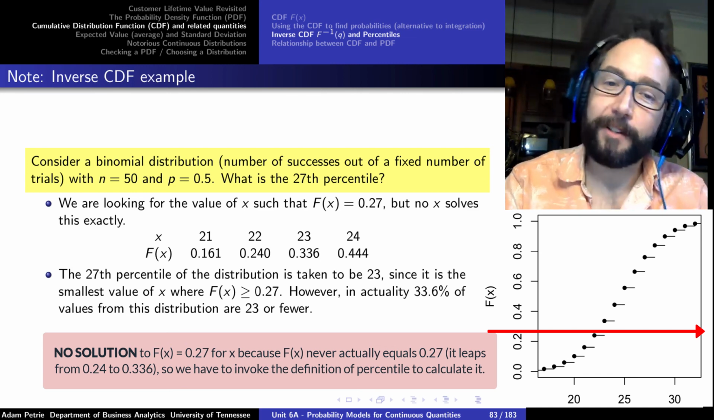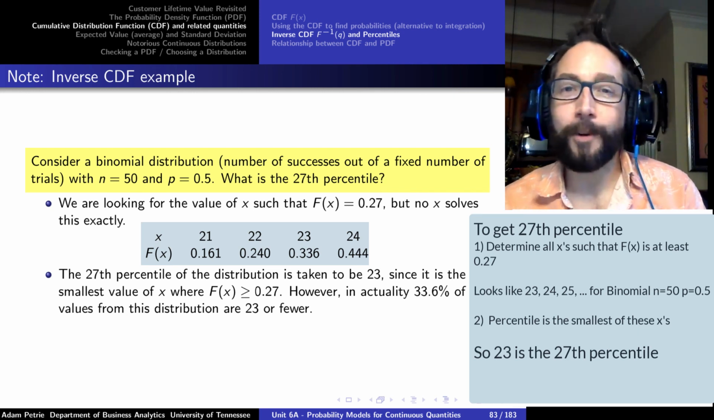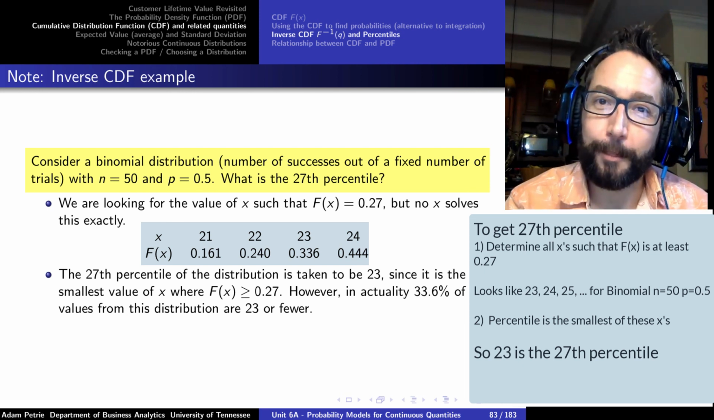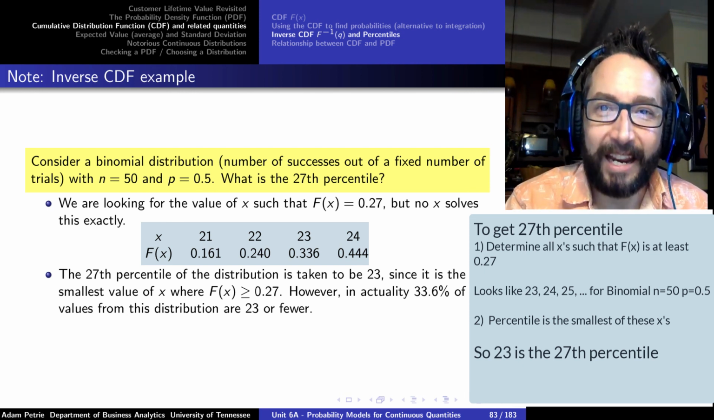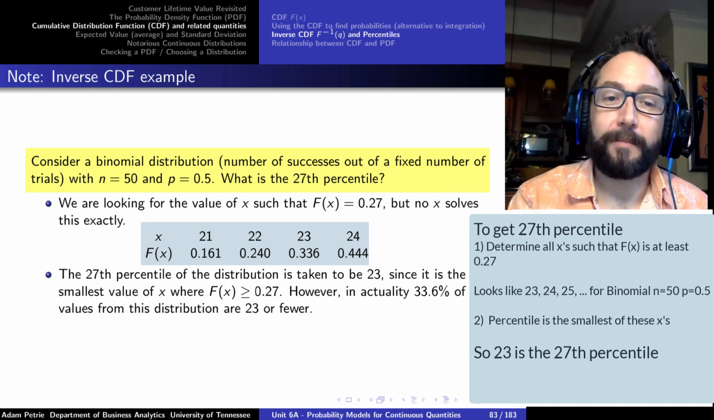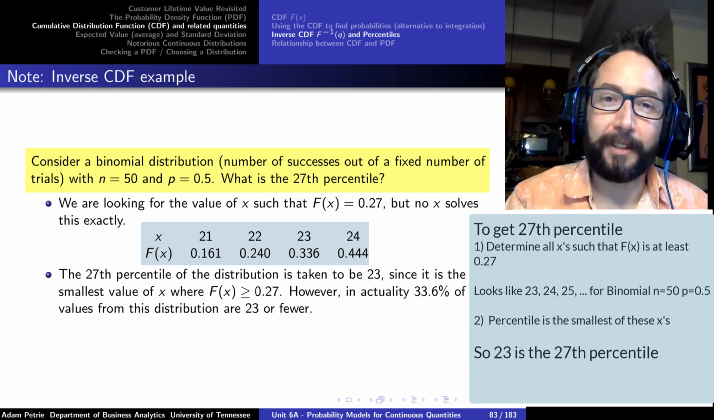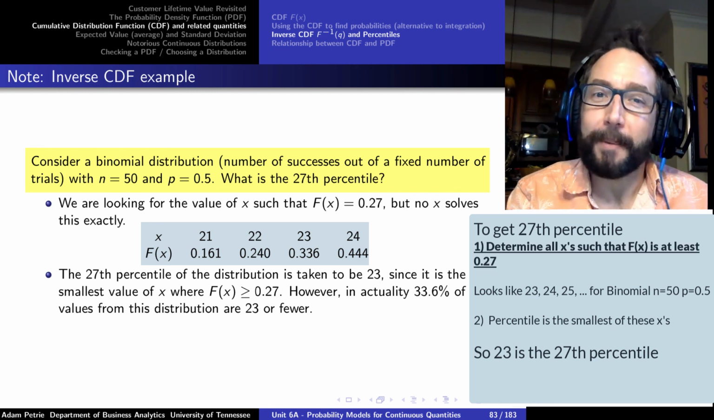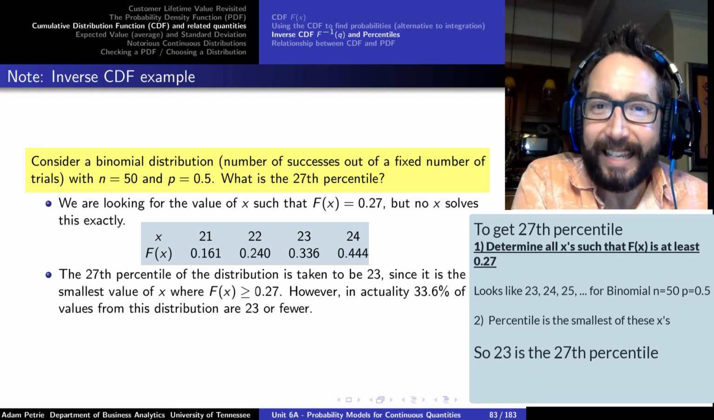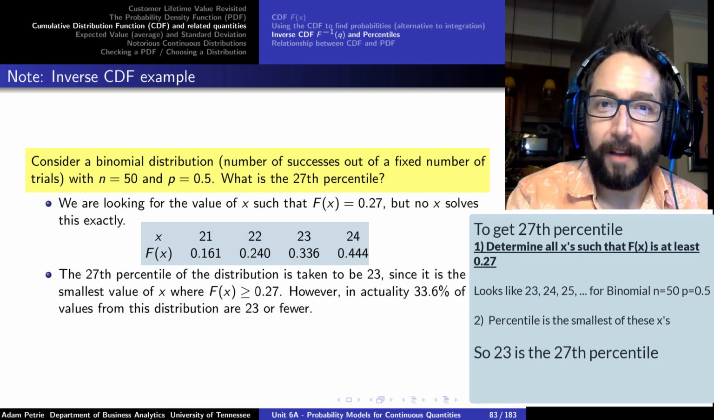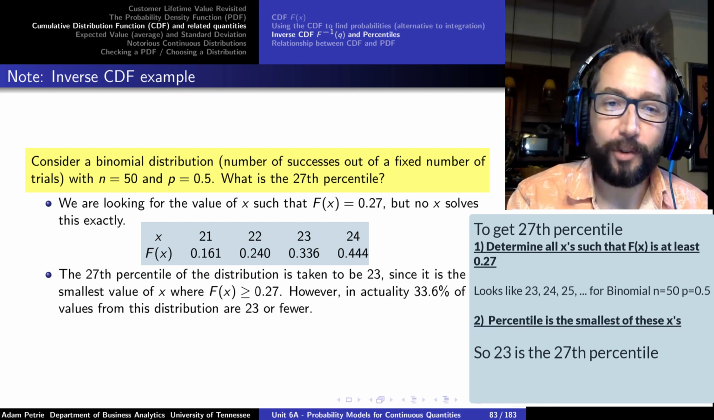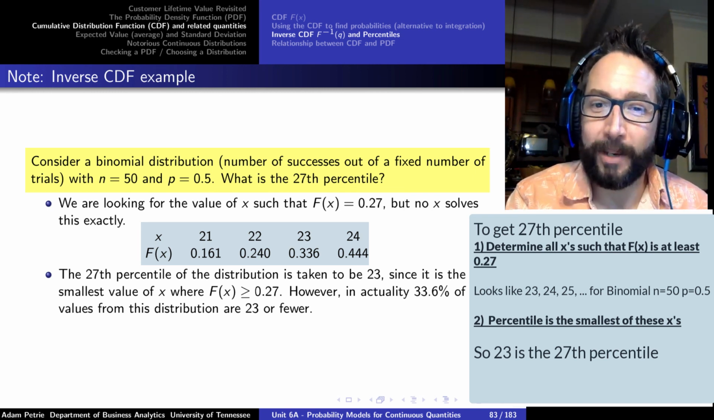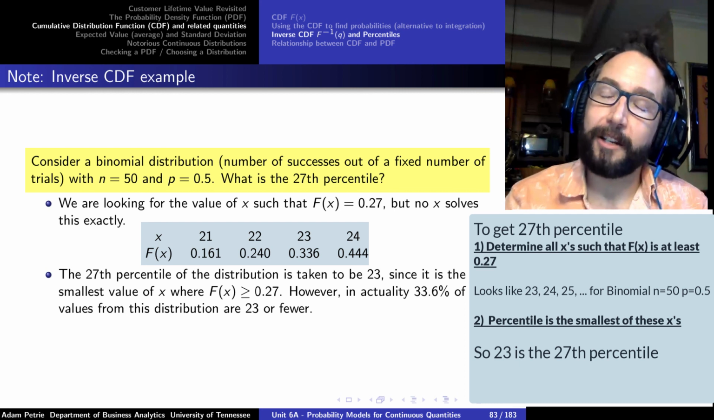If I write out the values of little x of 21, 22, 23, and 24, and the corresponding values of capital F for these, I can use my definition of what the percentiles of a discrete distribution are to answer this question, but it's really not that much fun. So what we do is we look at these values of little x, and what we're looking for is the smallest value of little x such that capital F, evaluated at that little x, is at least equal to the quantile that we've posed, so 0.27. So where is the smallest value of little x such that capital F of x is at least 0.27? Well, it looks like 23 is going to be our answer.